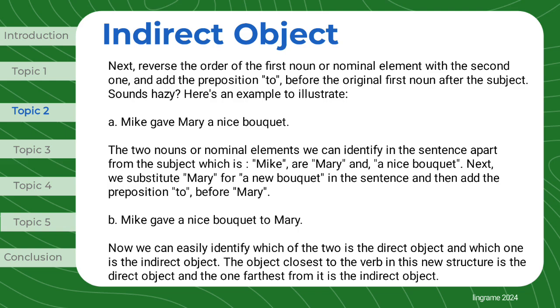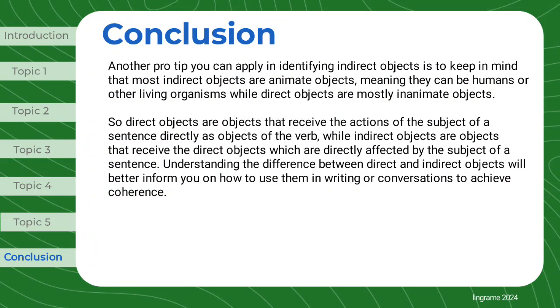Another pro tip you can apply in identifying indirect objects is to keep in mind that most indirect objects are animate objects, meaning they can be humans or other living organisms, while direct objects are mostly inanimate objects. So direct objects are objects that receive the actions of the subject of a sentence directly as objects of the verb, while indirect objects are objects that receive the direct objects which are directly affected by the subject of a sentence. Understanding the difference between direct and indirect objects will better inform you on how to use them in writing or conversations to achieve coherence.